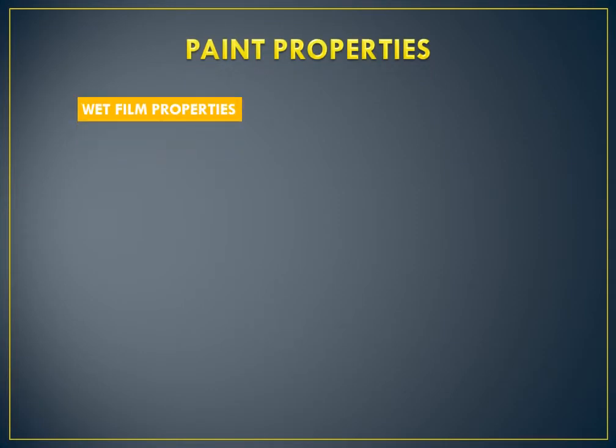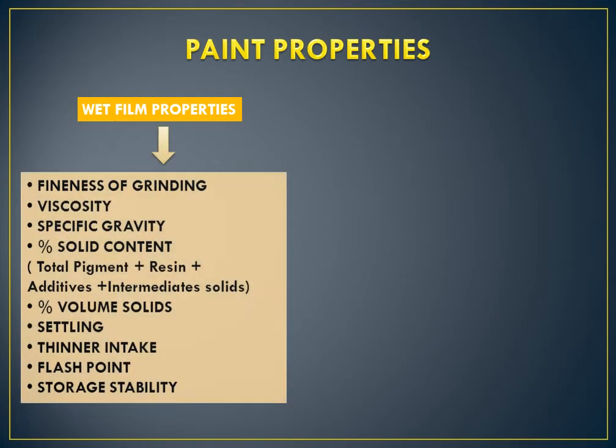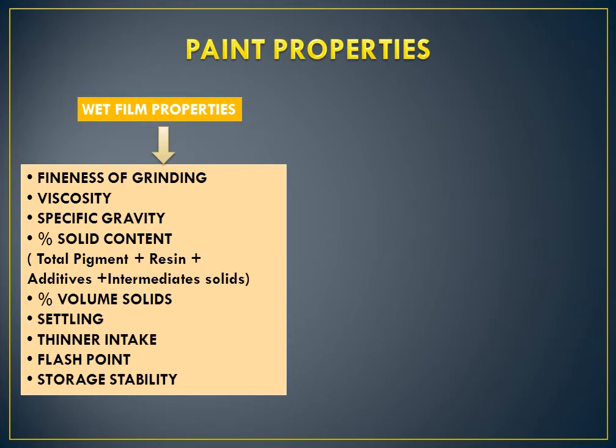So the paint properties we consider once the paint is in a bad condition: in bad condition we check the fineness of grinding, which means whether your grinder or pigment or extender has dispersed properly or not. Then we check viscosity, specific gravity, and percentage solid content. Percentage solid content means the solid pigment, resin, additive, and intermediate solids that do not evaporate after drying the film.